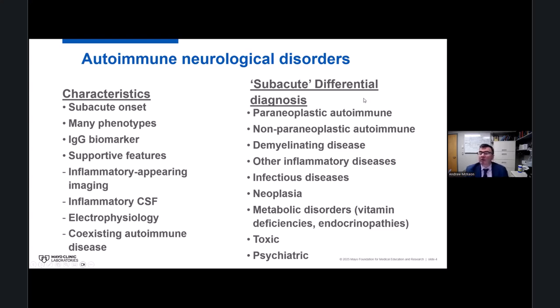And where does this fit into neurology generally? Well, I think for the most part, it fits in with the other diseases of subacute onset. This includes not just the paraneoplastic and non-paraneoplastic autoimmune diseases we'll discuss today, but other disorders like multiple sclerosis, other inflammatory diseases like sarcoidosis, infectious diseases, brain tumors, spinal cord tumors, and then metabolic disorders where people can have a fairly rapid onset and rapid progression like vitamin B12 deficiency, or toxic disorders, or in some circumstances, patients with underlying psychiatric disease presenting with neurologic symptoms.